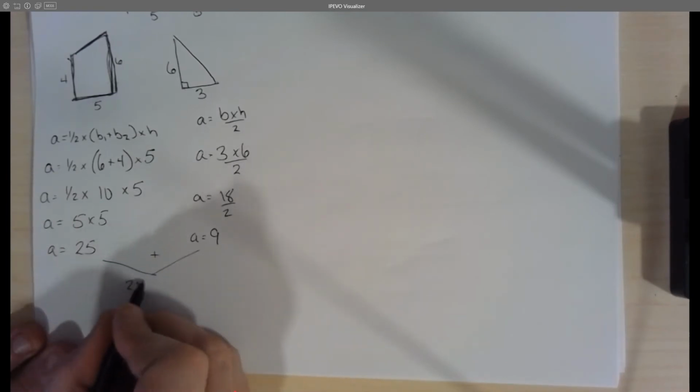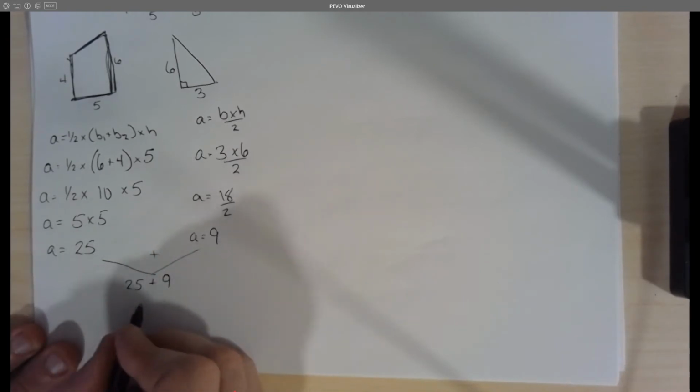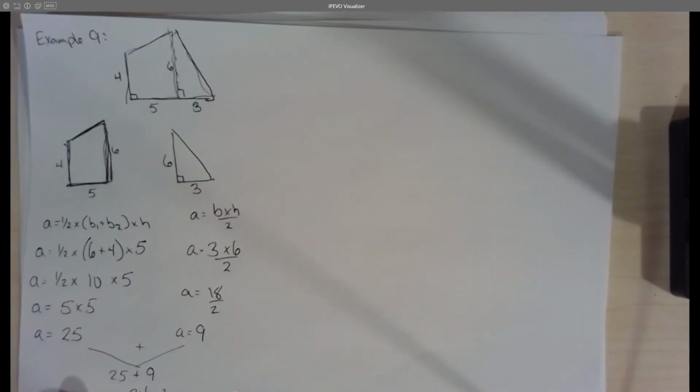So 25, the area of the trapezoid, plus 9, the area of the triangle, is going to give me a final area of this quadrilateral of 34, and then because of the units they give us, it's in inches squared, because it's area. So this composite shape was a little bit complex at first in the way that it looked, but once we identified that it was both a trapezoid and a triangle, it went a little bit easier in figuring out how to solve that particular question.